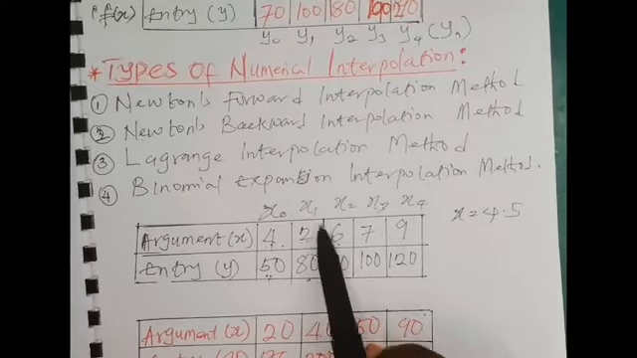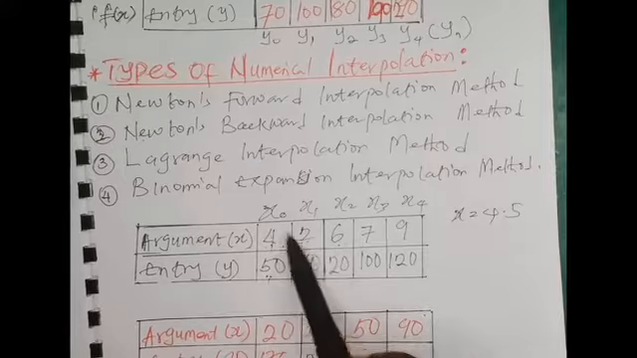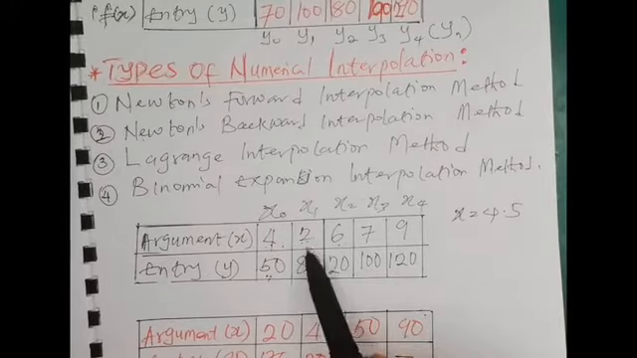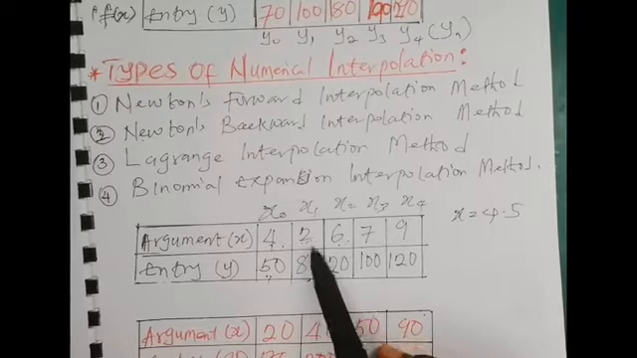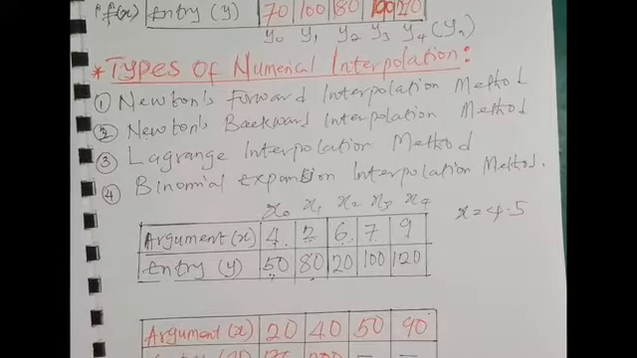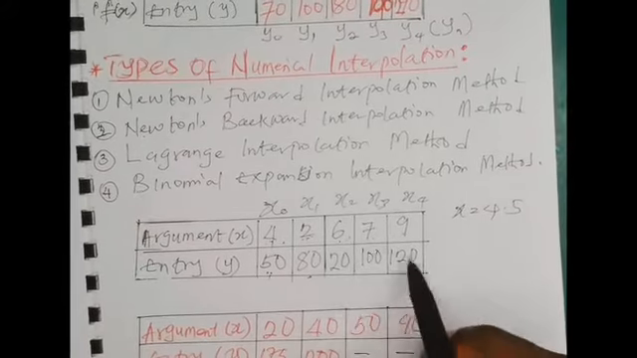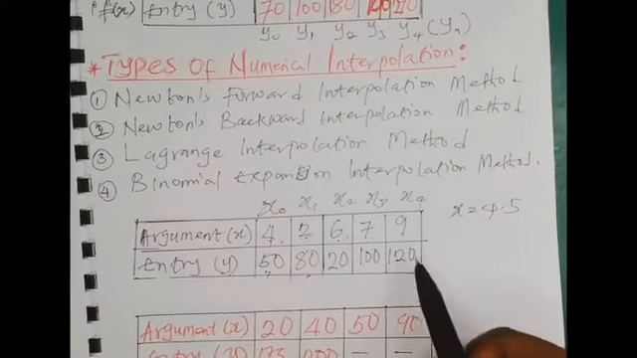Divide by, so we'll use the value of x1 now to subtract all the values of x. Divide by what? 2 minus 4 times 2 minus 6 times 2 minus 7 times 2 minus 9. So it continues like that till we exhaust the values of x on the table.